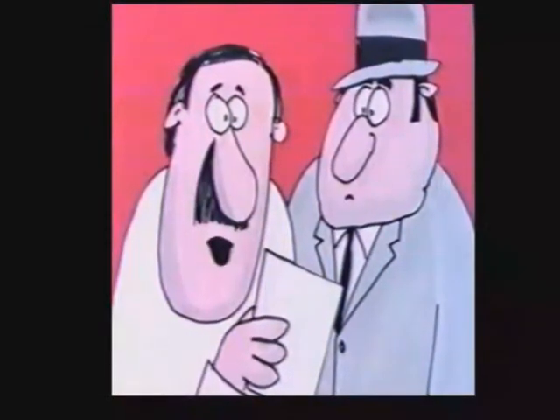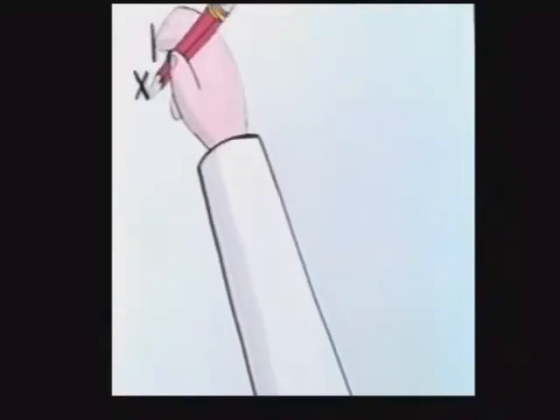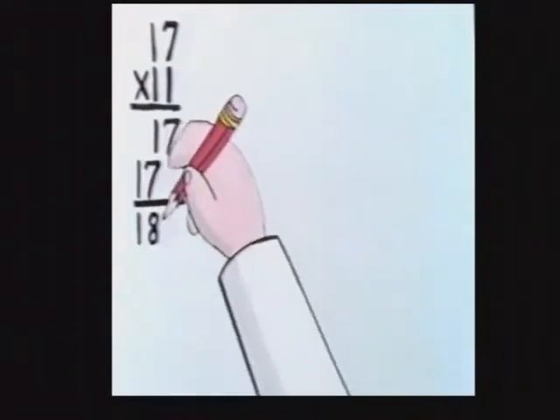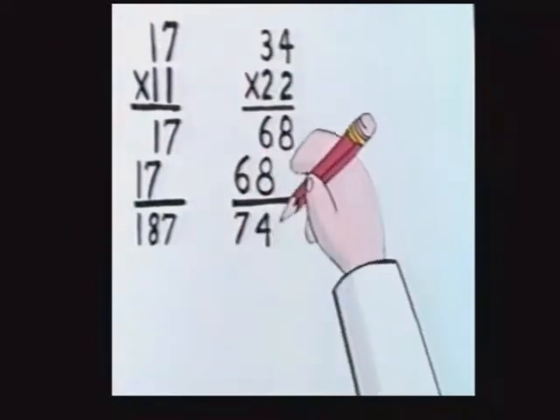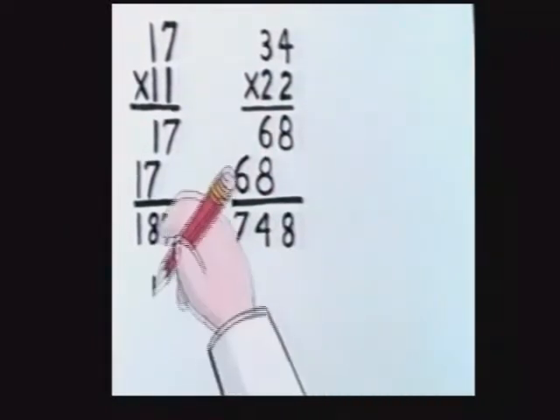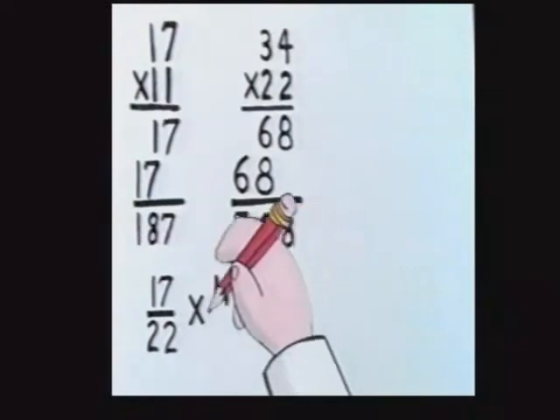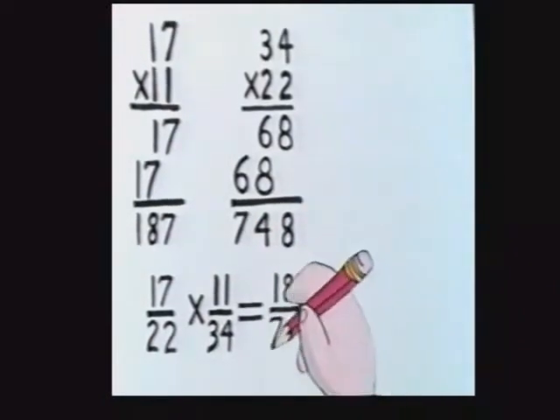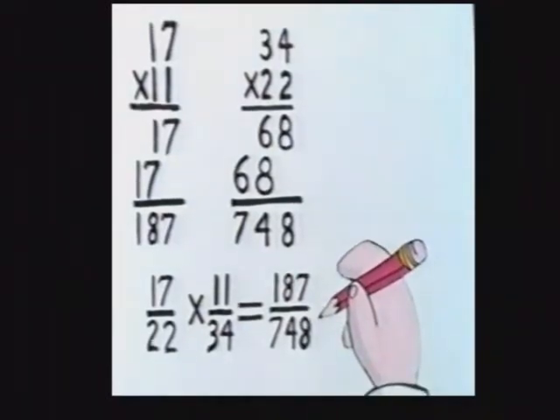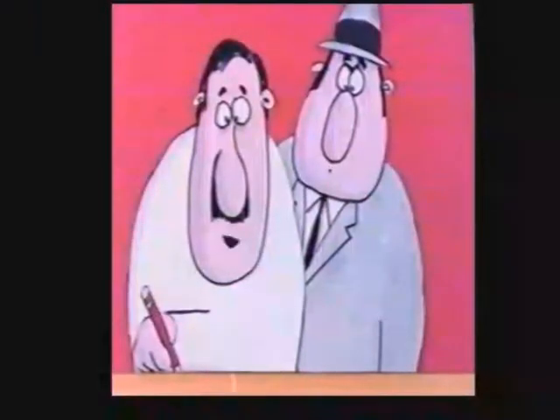Yes, well, let's see. 17 times 11 equals 187. And 34 times 22 equals 748. So, 17 over 22 times 11 over 34 equals 187 748ths. Is that the answer? I don't know yet. You want the simplest answer, don't you? Yes. Well, then, it will take a while to find out if 187 748ths is the simplest answer.